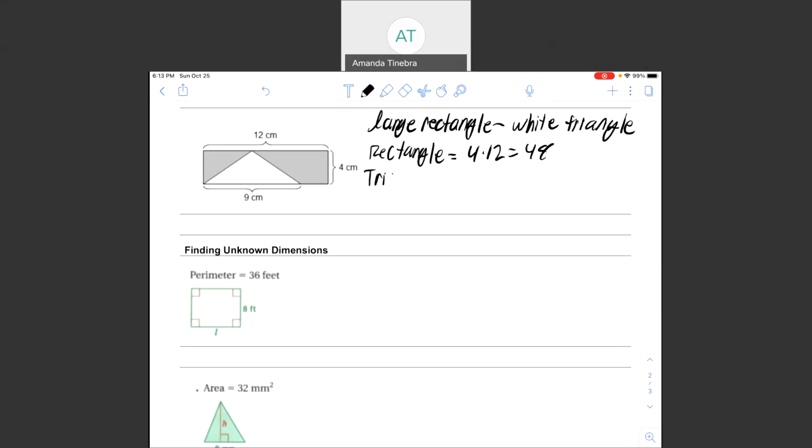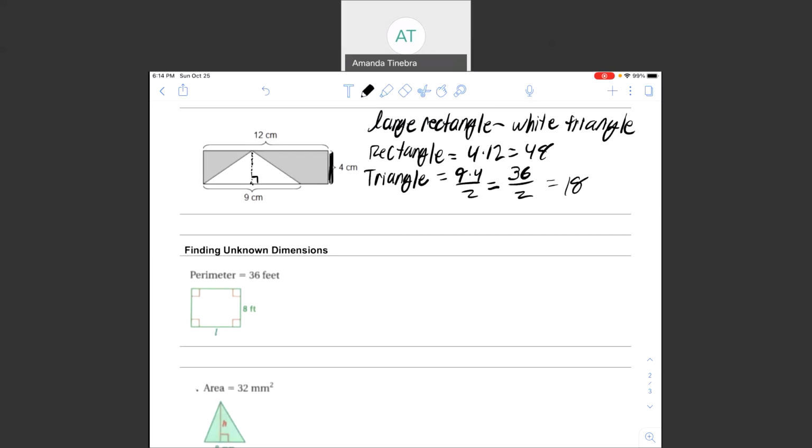The area of the triangle, I need the base times the height, and I need to divide it by 2. Well, I know the base is 9, but to find the height, I need to go here, that would make a right angle. I actually know what that is because this length here will be the same as the height of the rectangle. So that's actually 4, divided by 2. 9 times 4 gives me 36. Divided by 2 is 18. As always, please remember you can use your calculator to help with this.